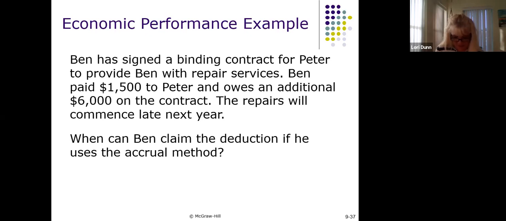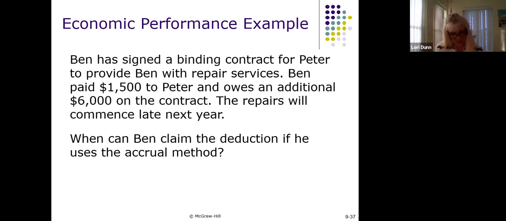Now, in addition, the all events test must be satisfied at year end, and actual economic performance of the item must occur within 8.5 months after year end. So this exception does not apply to workers' compensation or tort liability. So there's certain things it just never applies to. So let's look at some examples here. We can understand what this is.